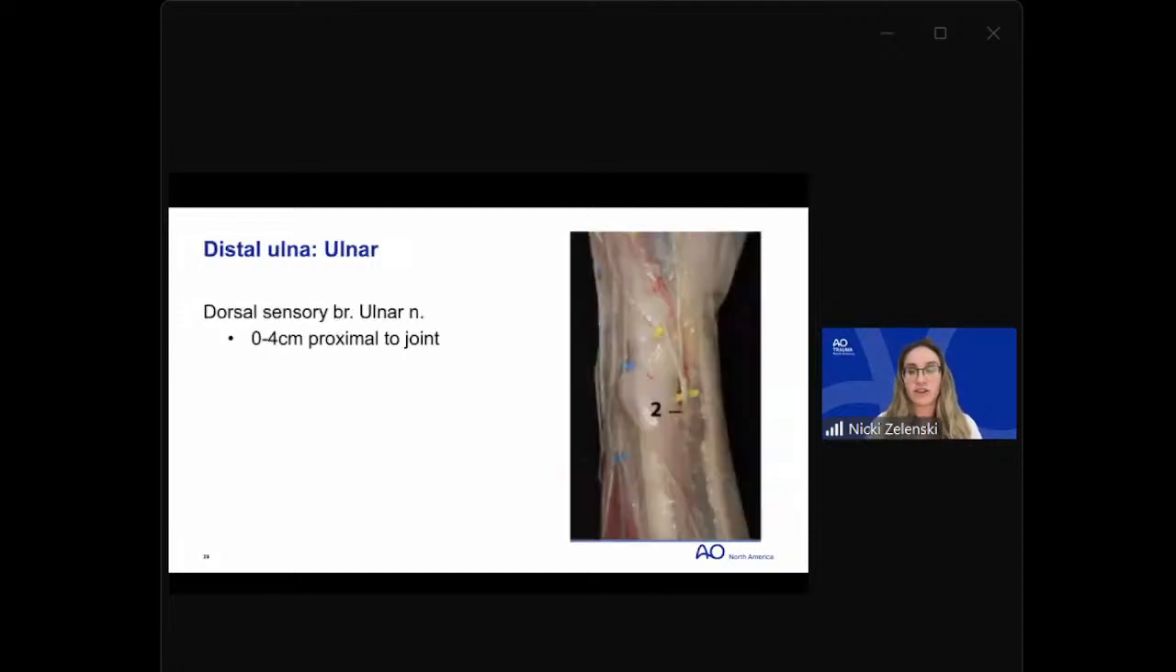So this is a structure that unfortunately I see commonly injured at outside hospitals in my nerve practice. It's a very sensitive nerve. The dorsal sensory branch of the ulnar nerve can pass anywhere from 0 to 4 centimeters proximal to the ulnar carpal joint. So in this picture here, you can see this is about where the distal ulna is, and this is that nerve crossing right over the head of the ulna. But this can be as far from the ulnar carpal joint as 4 centimeters. So if you are in the distal third of the ulna, you absolutely have to find this and protect it. Just be very wary of it, because this nerve does not take a joke.